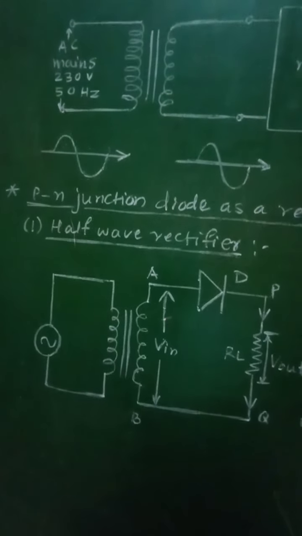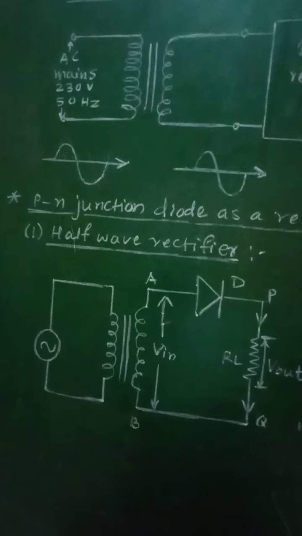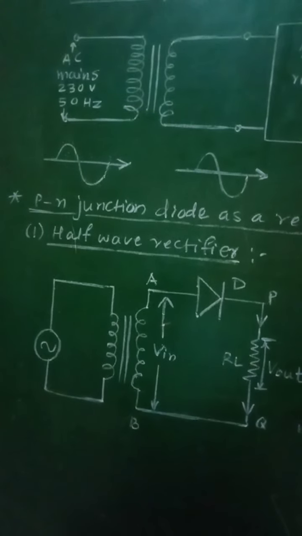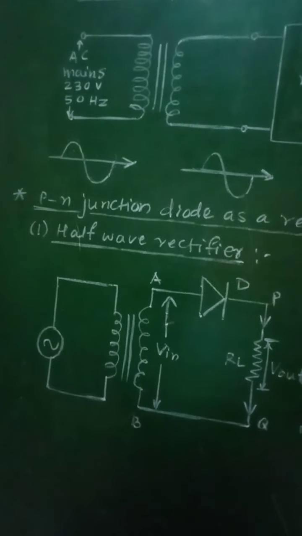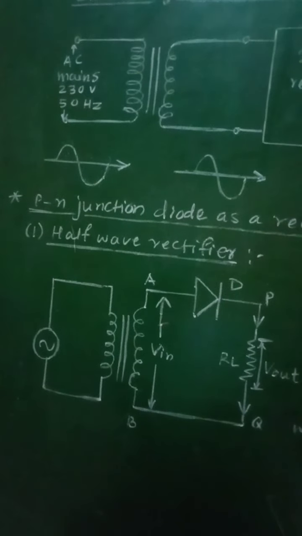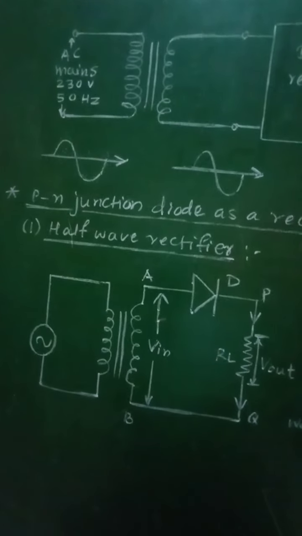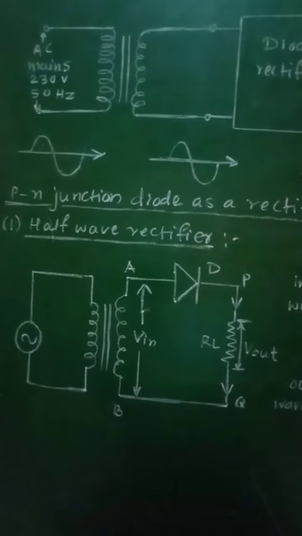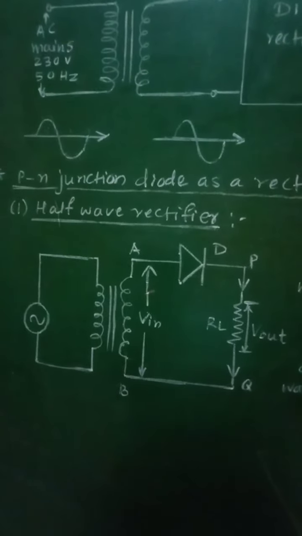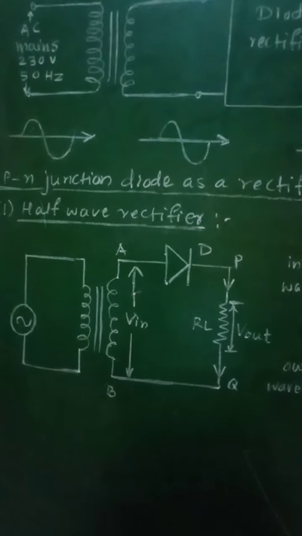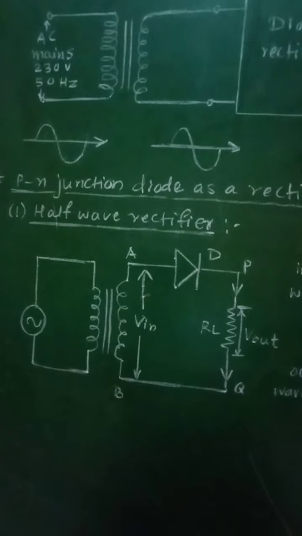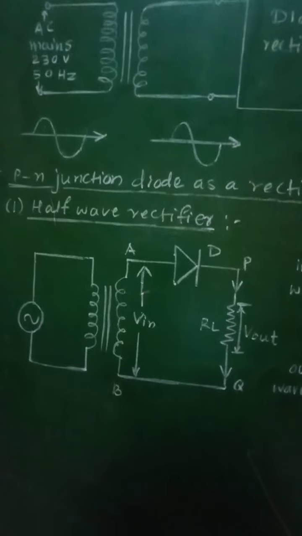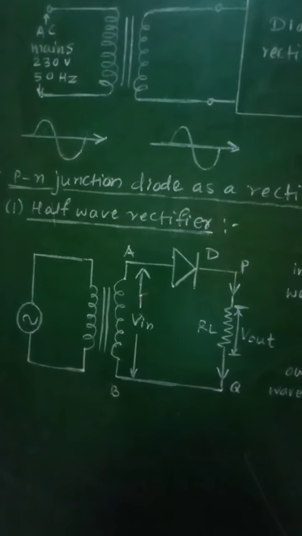And the electronic device which rectifies AC, that is, which converts AC voltage into DC voltage, is called a rectifier.